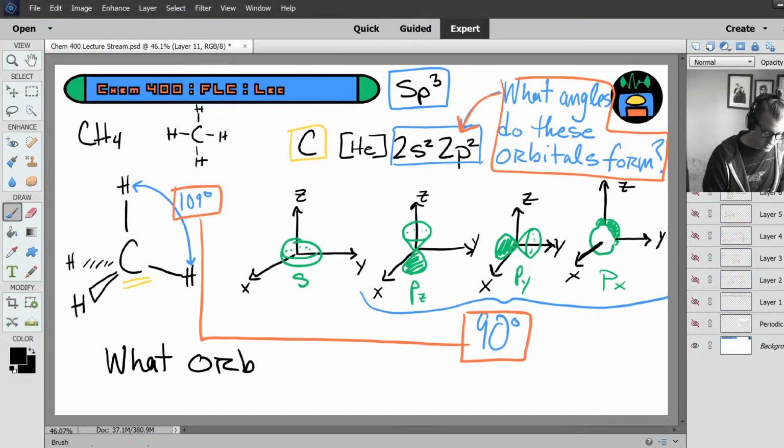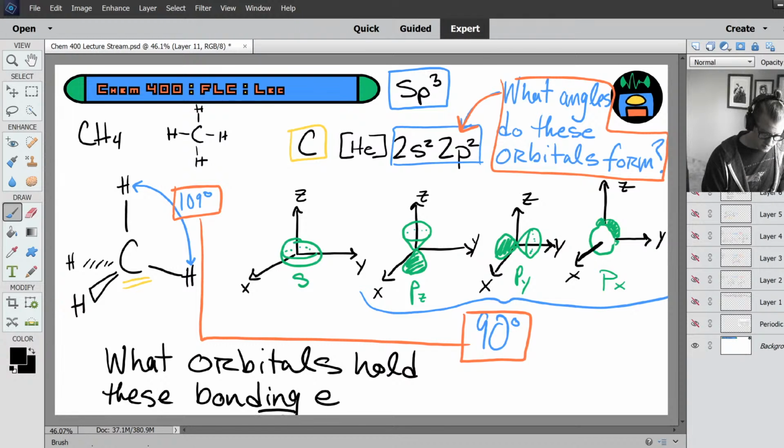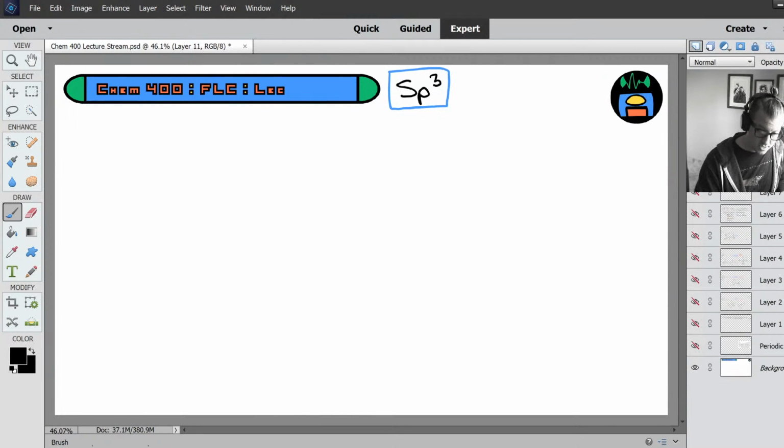This is the problem that we have to solve. What orbitals hold these bonding electrons? Because they can't be the atomic orbitals that we know. They have to be something else. All right? The short answer is, there are new hybrid orbitals that are involved in bonding. And that's where this idea of hybridization comes from. All right, now let's take a deeper look.